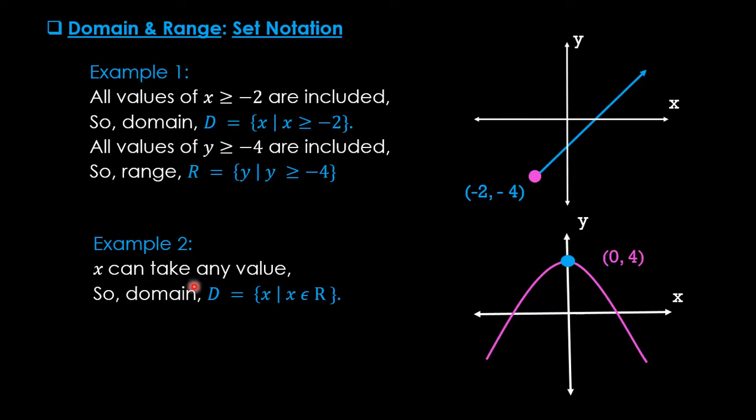This is another example. This is a parabola, and in this case the domain D is the set of all x where x belongs to the real numbers. y cannot be greater than 4, because the graph is like this. That's why the range is the set of all y where y is less than or equal to 4, because the point y equals 4 is on this graph, so it is included.